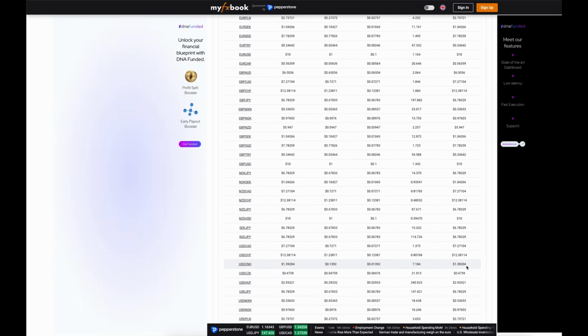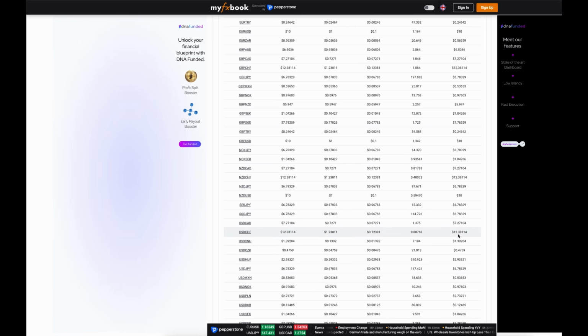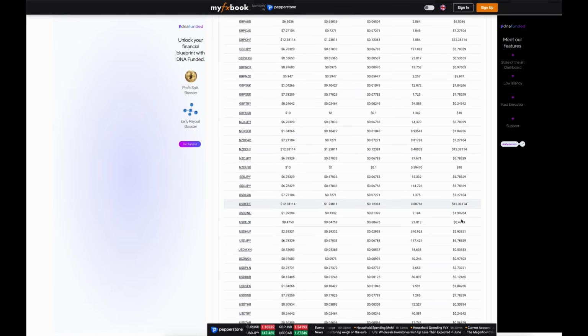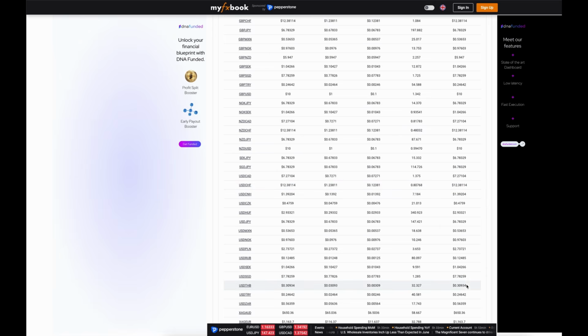Okay, so yeah, these are some of the currency pairs I share with people on the VIP Signals channel, because I know these currency pairs, when they move, many pips.